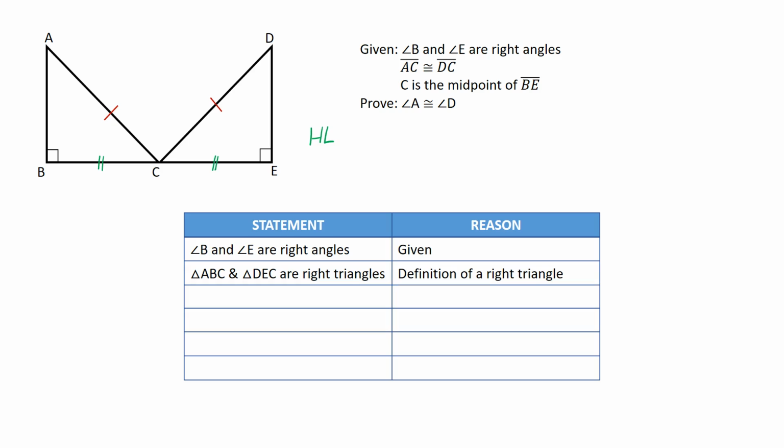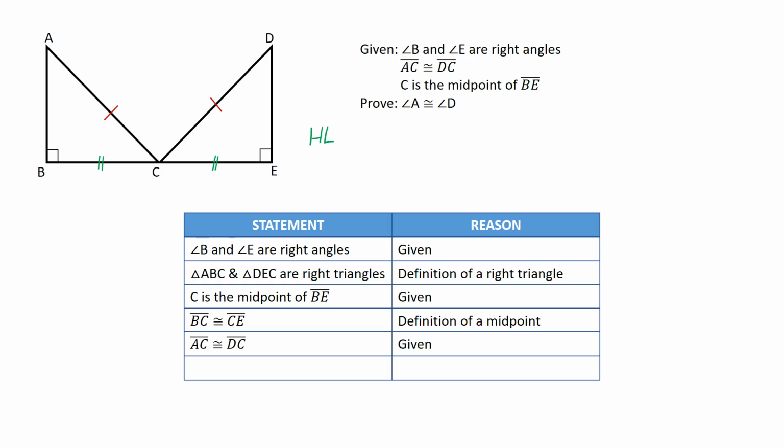So we need to say that we're working with right triangles. And the reason we can say that is the definition of a right triangle. We know the definition of a right triangle is a triangle that contains one right angle. We've just said that these triangles have right angles. Therefore, the definition of a right triangle shows us that these two triangles are right triangles. Okay, that's established. Now all of the right triangle theorems are on the table for us to use. Next, we're going to say that C is the midpoint of BE. That is given. And then we can say BC is congruent to CE. That is the definition of a midpoint. Then we're going to say AC is congruent to DC. That is given to us in the problem.